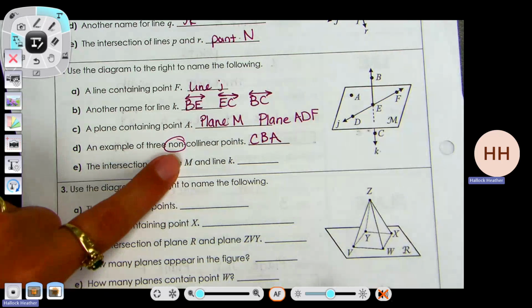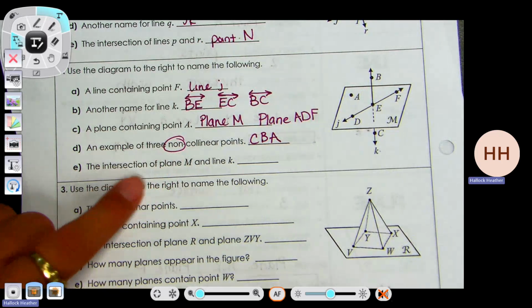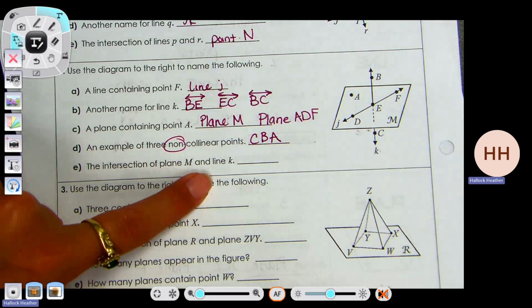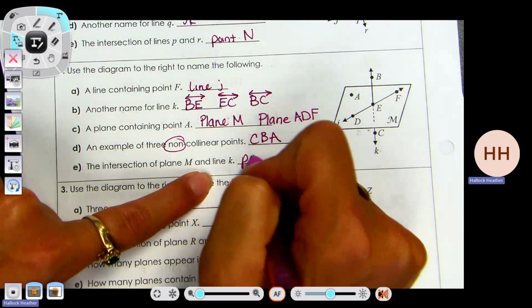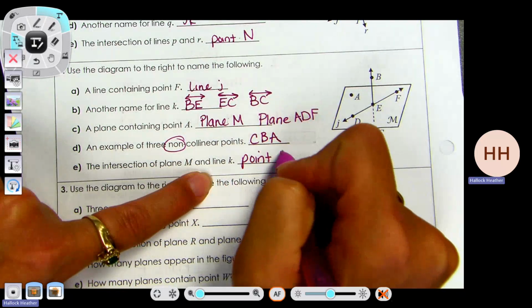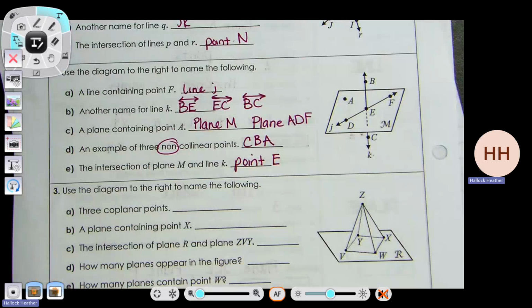Because it's non-collinear. And then where is the intersection of plane M and L? Point E. Okay, we're going to skip 3 for now because I think 3 is weird. So go to number 4 and try number 4.